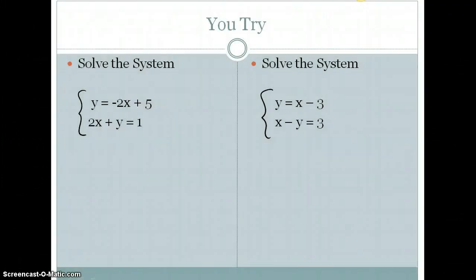So here are your practice problems. Go ahead and solve y is equal to negative 2x plus 5, and 2x plus y is equal to 1, and y is equal to x minus 3, and x minus y is equal to 3. Again, that's trying to verify whether it has no solution or infinite solutions.